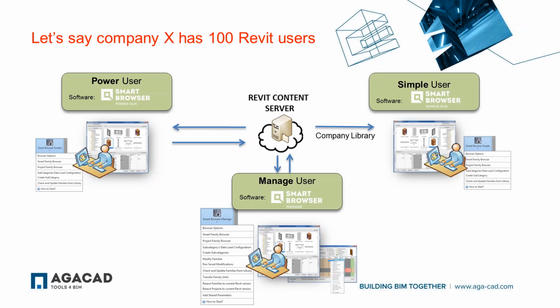So let's say if some company has 100 Revit users, about 10 users could be power, about 3 users could be manage, and all others could be just simple users.